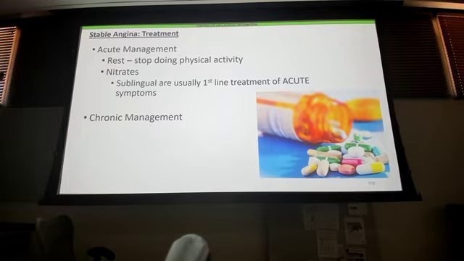But then we started talking about the treatment for stable angina. Then we talked about how you have the acute treatment and then you have the chronic, daily treatments that you need to do. In the acute management, typically you're going to have them stop doing whatever was the trigger for that pain episode, and then you're going to give them typically sublingual nitro to cause that vasodilation, improve that supply to address the demand problem that's going on.